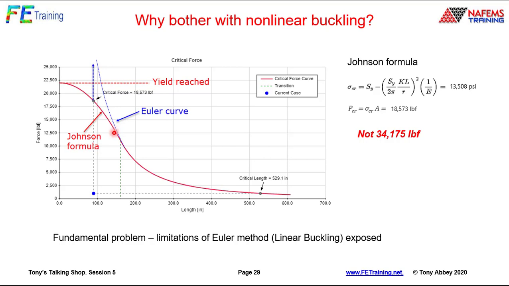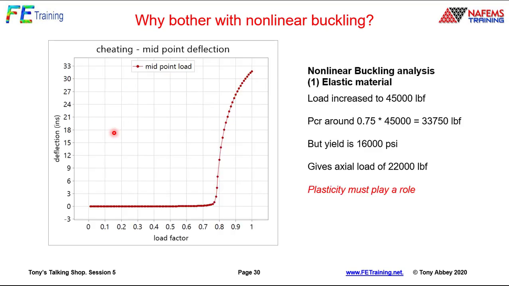So why bother with nonlinear buckling? Well, because here we've exposed limitations of linear buckling in that particular case. So we're going to now do a nonlinear buckling analysis on this same problem, and we now see the transition occurring. The nonlinear buckling uses an elastic material, so no material nonlinearity. I've increased my unit load up to 45,000, so about load factor 7.75. I get 33,750, which is very high. Yield is only 16,000. That gives me an axial load maximum 22,000. So again, I got a silly result.